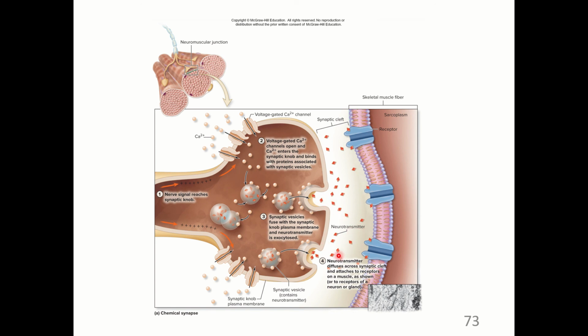In step 4, the neurotransmitter will diffuse across the synaptic cleft and attach to the receptors on the muscle. So in this case, the neurotransmitter is acetylcholine. This will then open the receptors on the neuromuscular junction. We learned that it was the junctional folds at the motor end plate, and we will reach our threshold for the muscle, which is negative 65 millivolts.